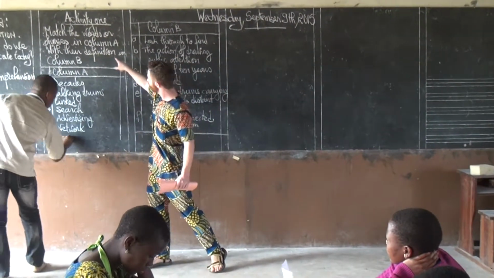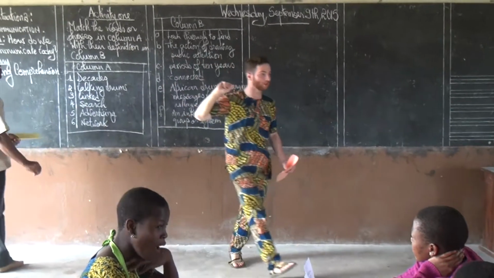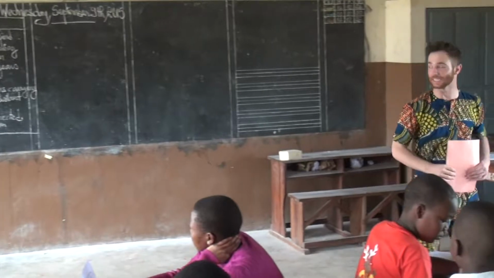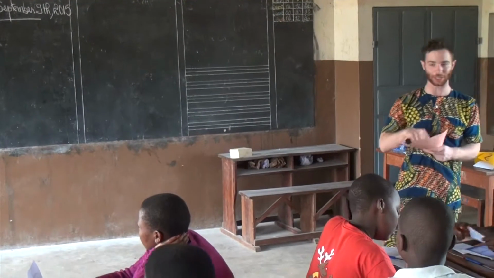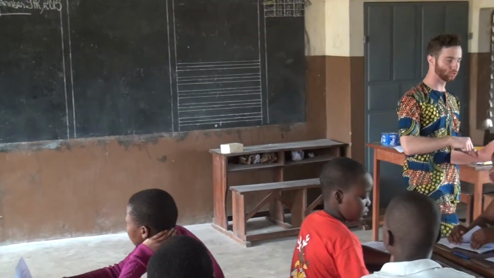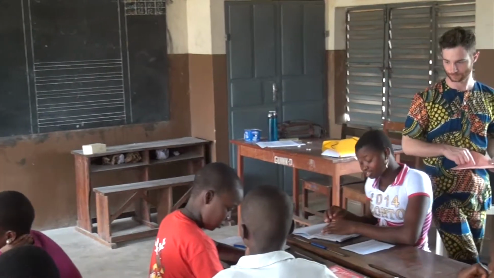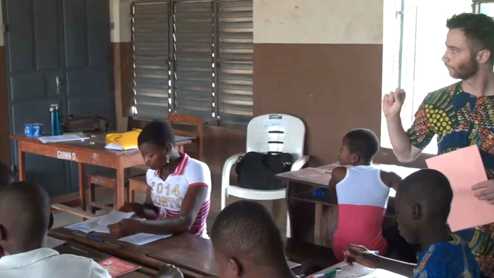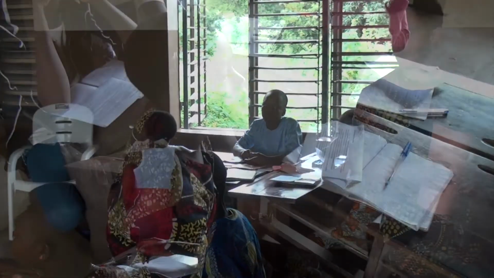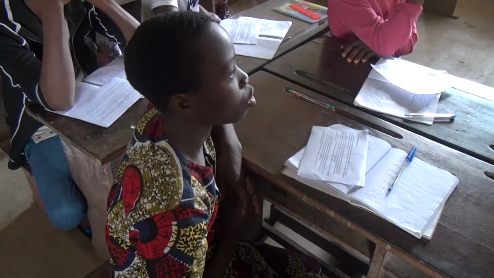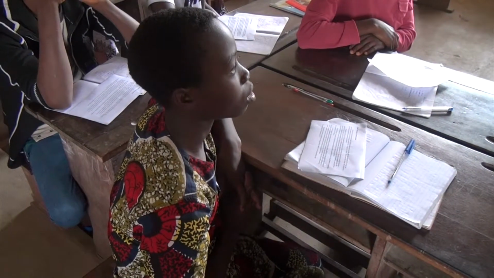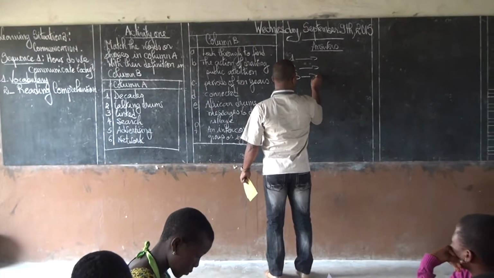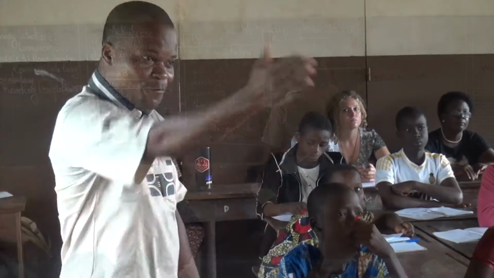Match the words or phrases in column A to their definition in column B. The words are in the text. You read them. Activity 1. Answer activity 1, matching. Match the words or phrases in column A with their definition in column B. You have 5 minutes.